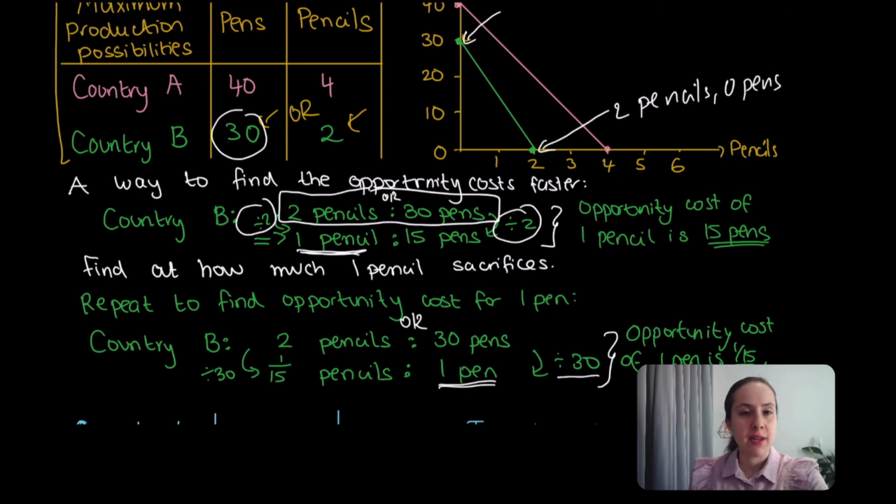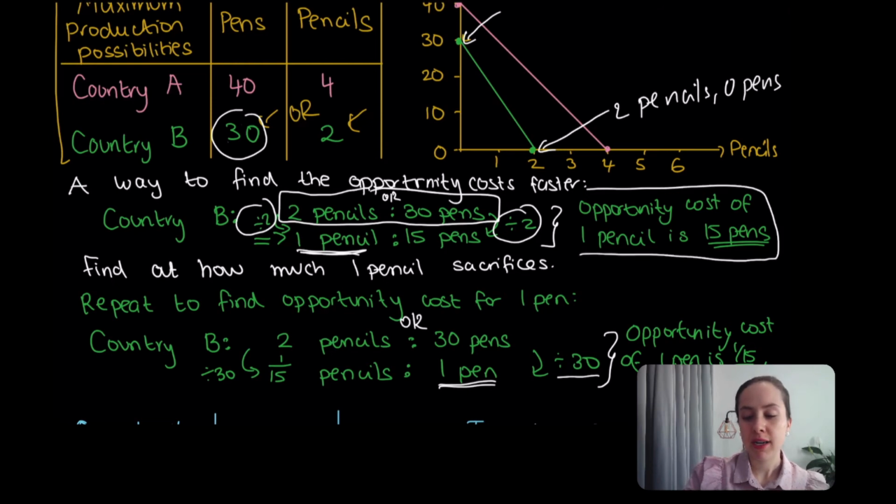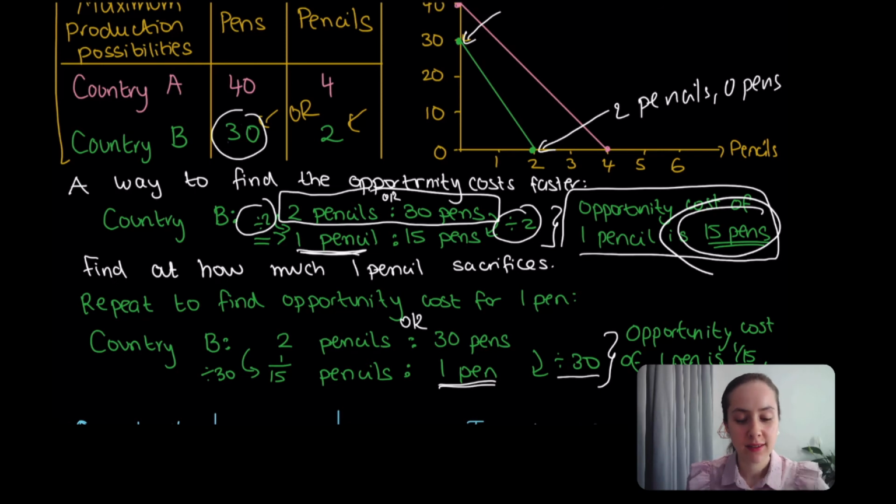And now here I know that making 1 pencil means for country B, they sacrifice 15 pens. And that means the opportunity cost of 1 pencil is 15 pens. What's my final answer? It's the actual thing you sacrifice, so you should write 15 pens.